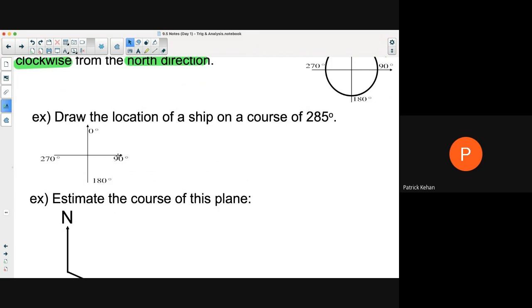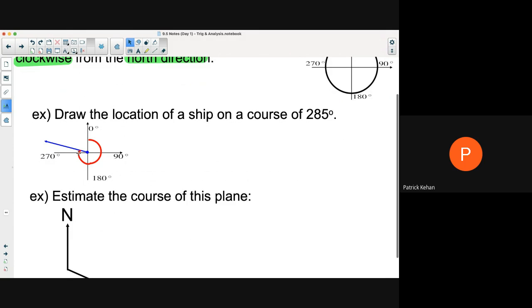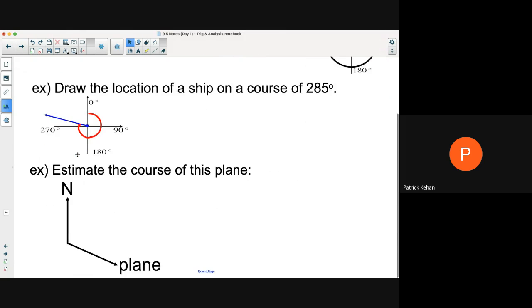Well, we know this is 90, this is 180, 270. So that would be 15 degrees above the west line, basically. And this would be a drawing of a 285 degree course, right? Everything here would be included on your page if you were answering a question like this, including the arrow for the rotation.